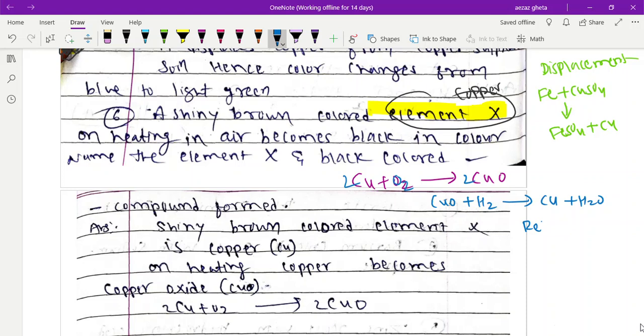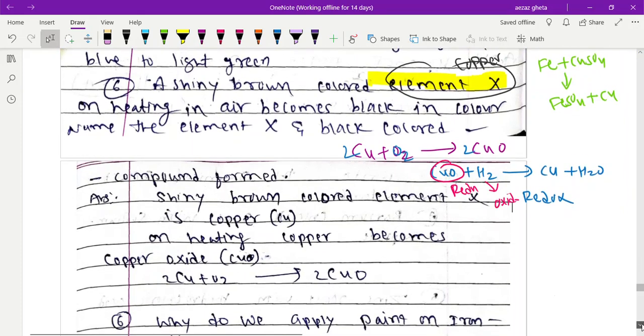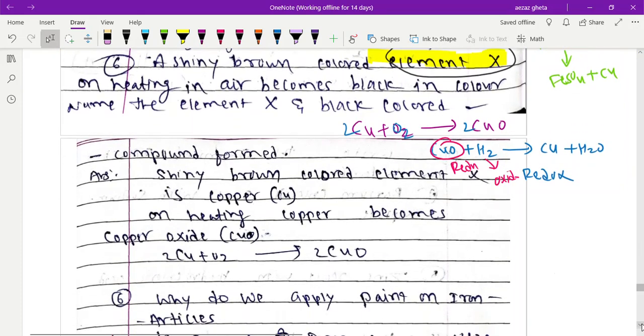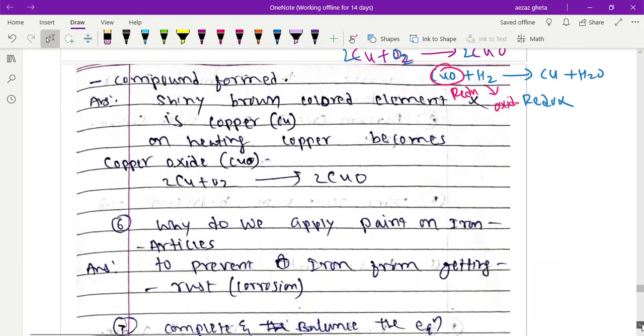This is a redox reaction, remember. What happens exactly is that copper oxide is losing oxygen, so it gets reduced, and hydrogen gets oxidized. Is it clear, everybody? Element X is brown color, so it is copper. On heating in air it becomes black color due to the formation of copper oxide.